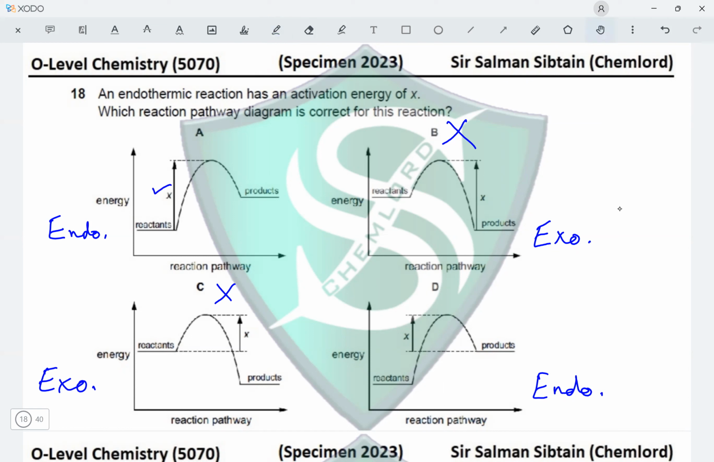Because in option D, X is placed between the products and the maximum value, whereas it had to go from the reactants till the maximum height, maximum level, so that it would be the activation energy. So making option D incorrect. So the correct option for this question is option A.